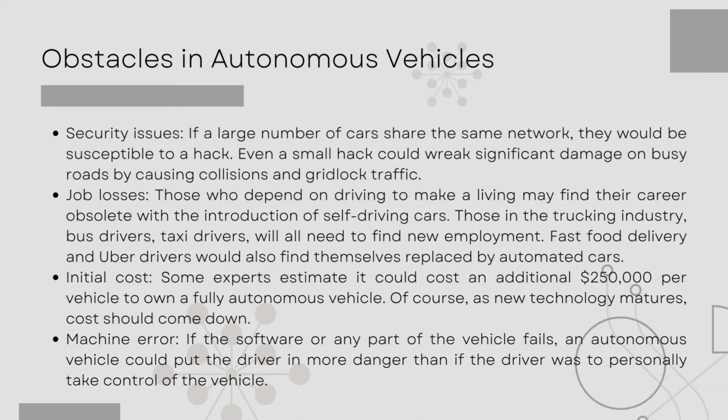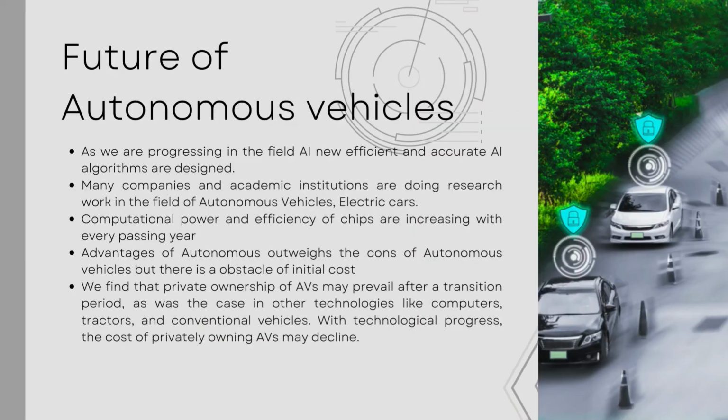The next obstacle is initial cost. The initial investment for bringing in autonomous vehicles is very high. We expect that as the technology matures, this cost will come down. Machine error. Autonomous vehicles are driven by software and algorithms. There is a probability that these algorithms may glitch. Thus, they may put riders at more danger than they were previously when they were driven by humans.